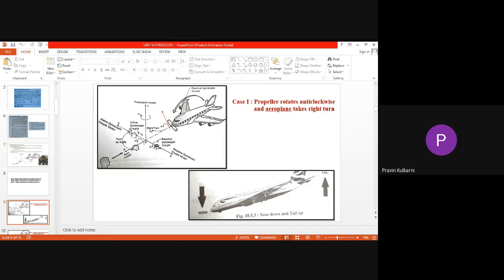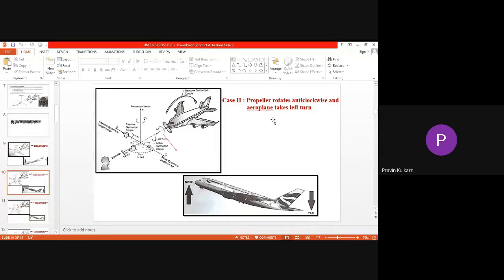When you do this, what happens is, about this axis, you can say that the active couple is clockwise. So the reactive couple will be acting in anti-clockwise direction. So nose down, tail up. So you have to analyze this situation and remember the effect. So when the propeller rotates anti-clockwise and the aeroplane takes a right turn, the nose will be down and the tail will be up. That is the effect.